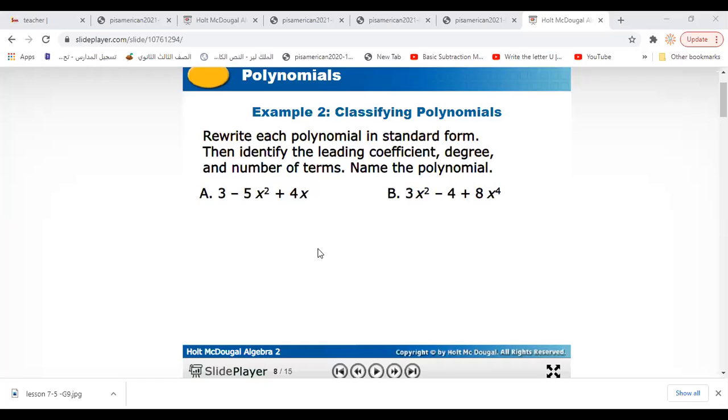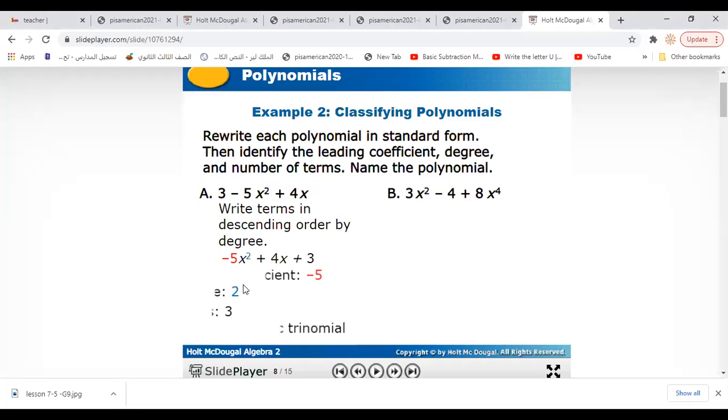So first, we are going to rewrite it. Write the terms in descending order by degree. Then it will be negative 5x to the power of 2 plus 4x plus 3. After that, the leading coefficient in this question is negative 5. The degree is the greatest degree, which is 2. How many terms? It consists of 1, 2, 3, so it's 3 terms. Name the polynomial. Already the greatest power was 2, so it's called a quadratic trinomial.